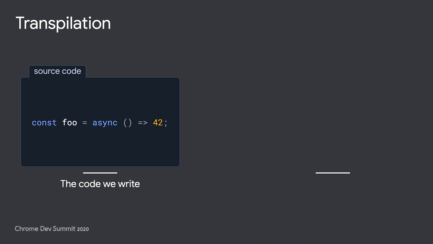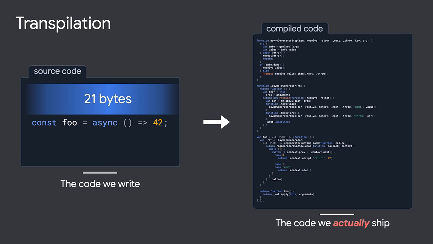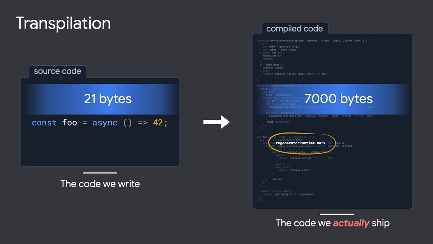In order to have that code run in the last 5% of browsers that don't support async arrow functions, I might transpile it to something like this. Or at least I might try. In reality, most current tools are going to take my 21 bytes of source code and transpile it to something like 583 bytes of source code, plus a runtime library that the generated code depends on, which actually brings us up another 6.5 kilobytes to 7,000 bytes.